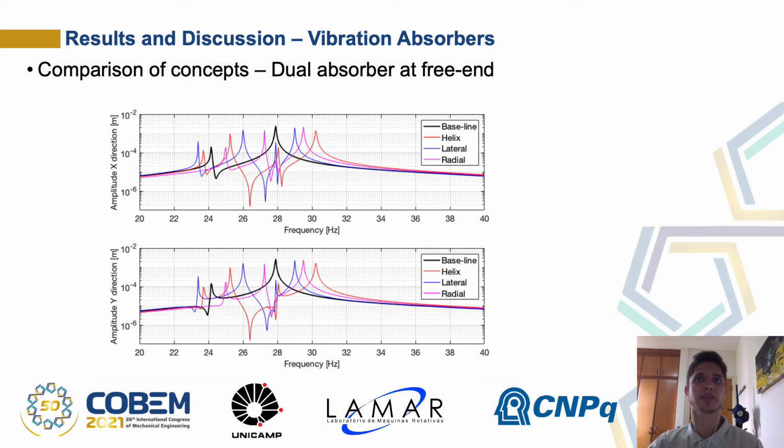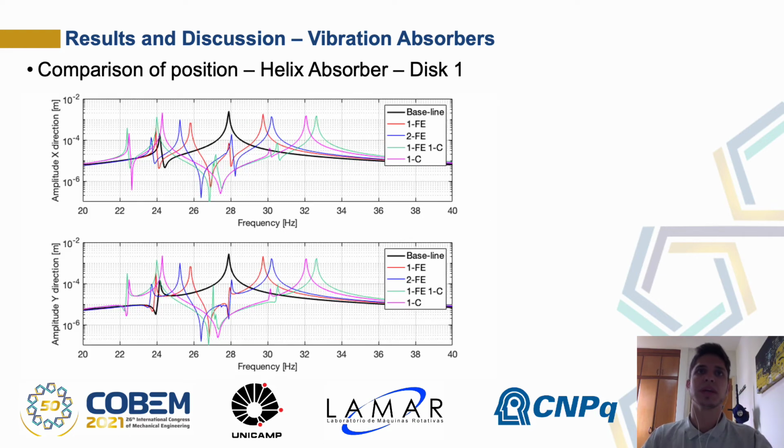The same comparison is made with the case for dual absorber at free end, and once again, helix absorber creates the widest band gap among other concepts, around 28 Hz. Since helix absorber has shown the best result overall, it was chosen for further analysis.